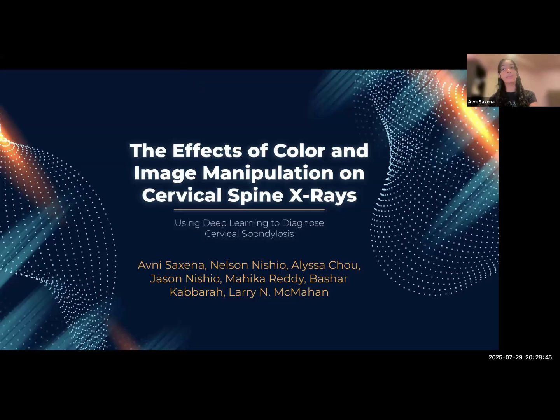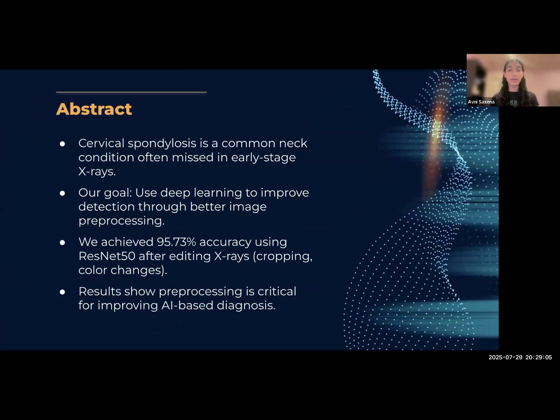Our project is called The Effects of Color and Image Manipulation on Cervical Spine X-rays. So we're trying to solve a medical problem using artificial intelligence. Specifically, we want to help detect a neck condition called cervical spondylosis more accurately by teaching a computer how to read those X-ray images.